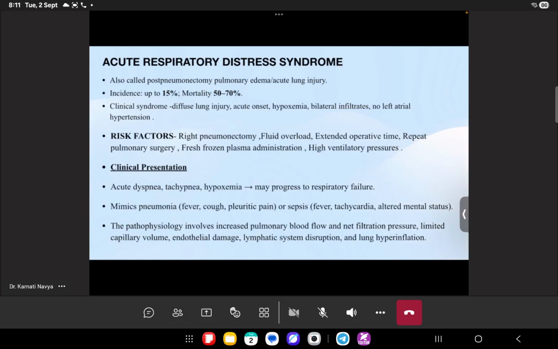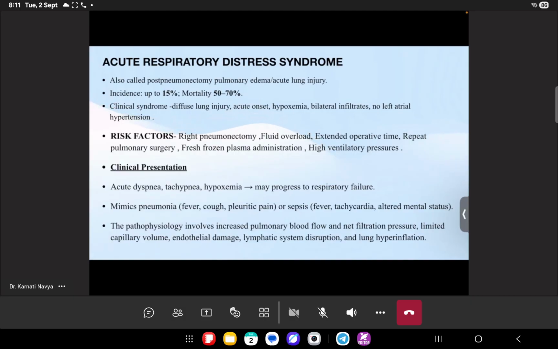Acute respiratory distress syndrome, also called post-pneumonectomy pulmonary edema or acute lung injury, has an incidence of up to 15% with mortality between 50 to 70%. It presents as a clinical syndrome of diffuse lung injury, with acute onset hypoxemia and bilateral lung infiltrates with no left atrial hypertension. The risk factors for ARDS are right pneumonectomy, fluid overload, extended operative period, repeated pulmonary surgery, fresh frozen plasma administration, and high ventilator pressures.